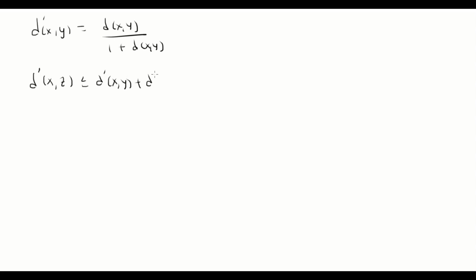Let's define a new function. We'll call it d prime of x, y, equals the distance of x and y over 1 plus the distance of x and y. We aim to prove that the distance between x and z is less than or equal to the distance between x and y plus the distance between y and z.